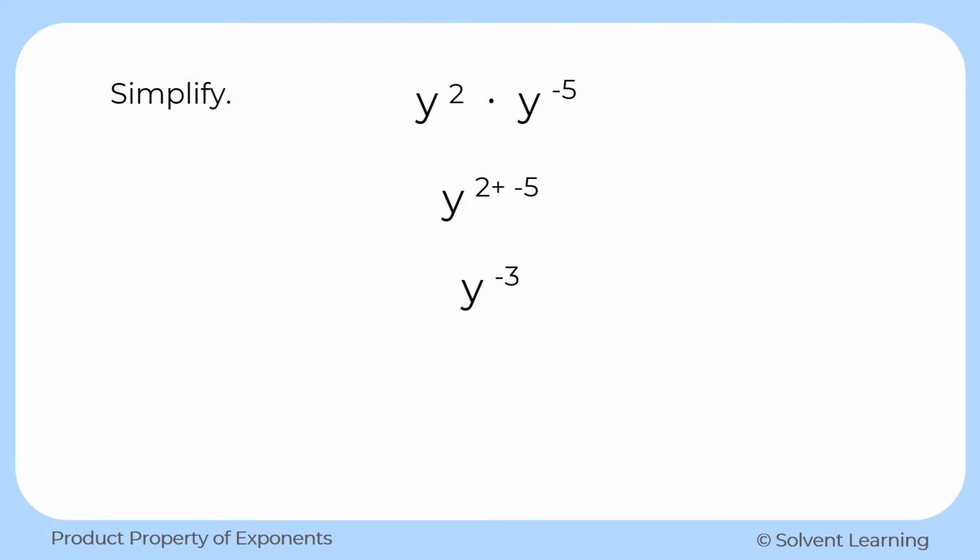Our expression is simplified. However, we normally don't want to see negative exponents in our final answer. So we can apply the law that we learned in our previous lesson about how to change negative exponents into positive ones. And to do that, we take the reciprocal and remove the negative sign from the exponent. So then it becomes 1 over y raised to the power of 3.